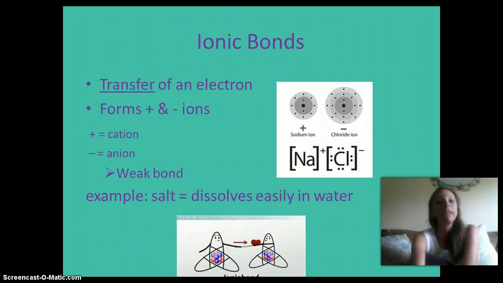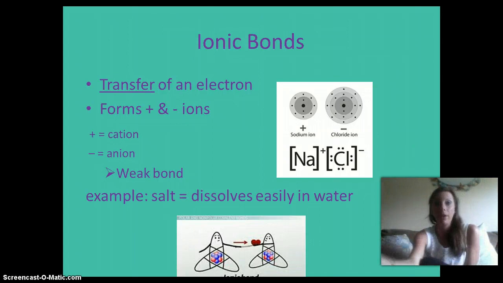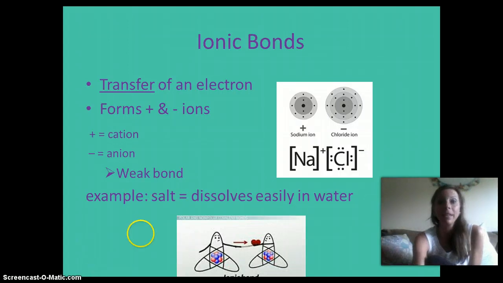So these are the different types of bonds. First, we have the ionic bond, and these occur when one electron is transferred from one atom to another, and it forms positive and negative ions. Positive ions are called cations, and negative ions are called anions. These form weak bonds. An example here would be salt dissolving in water.